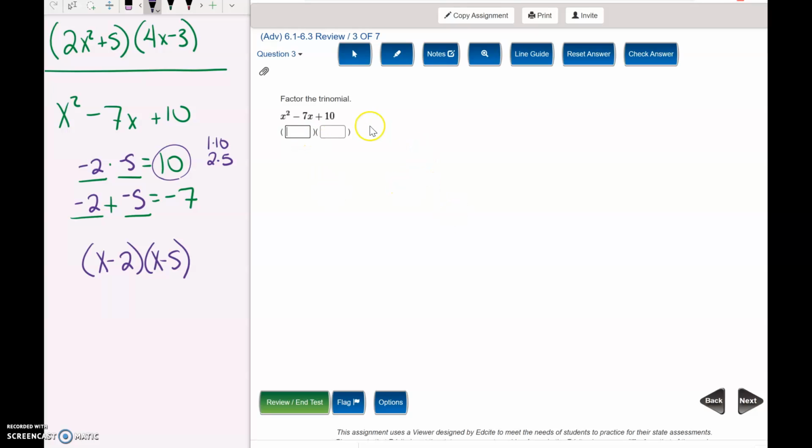And there's no math keyboard. You just use your own keyboard to type in x minus 2. You don't need any spaces. x minus 5. Nothing fancy. Just type it in with no spaces.